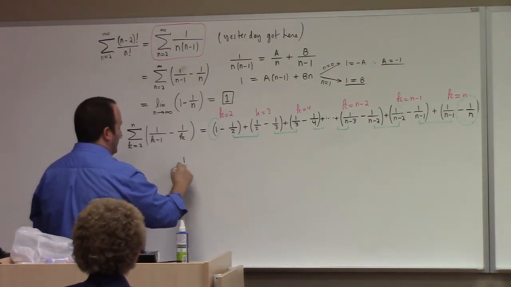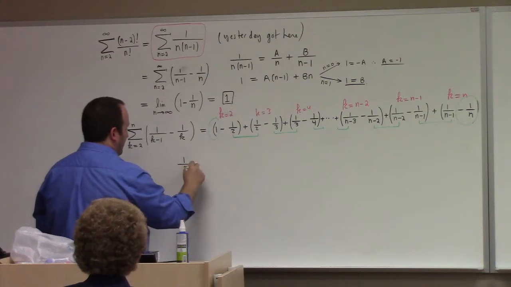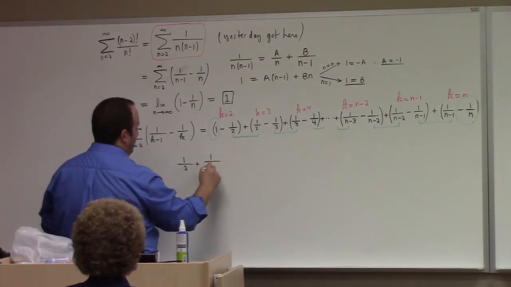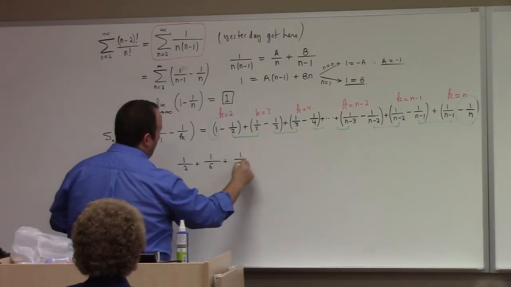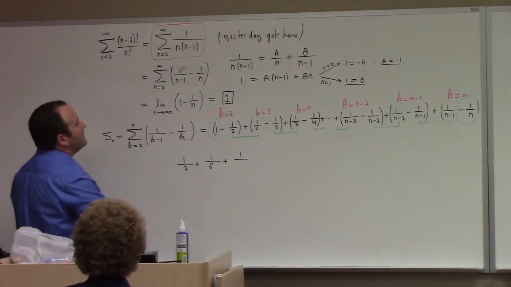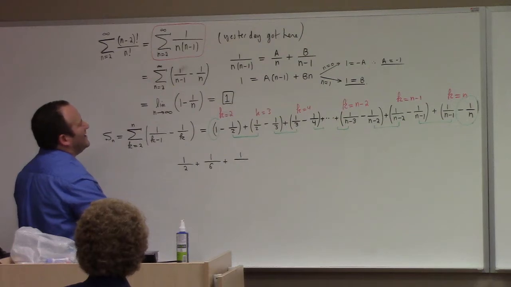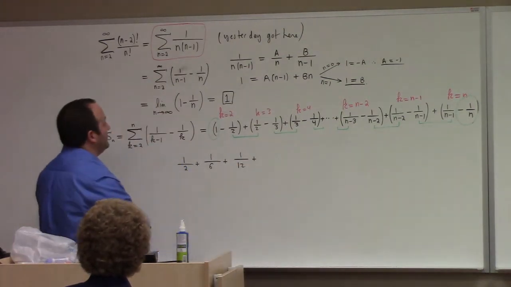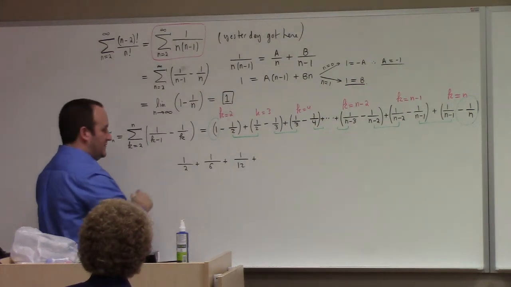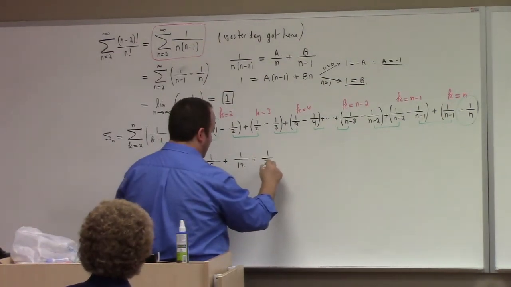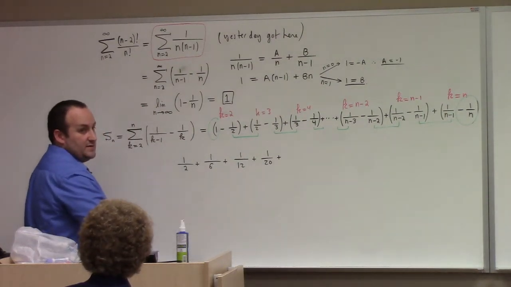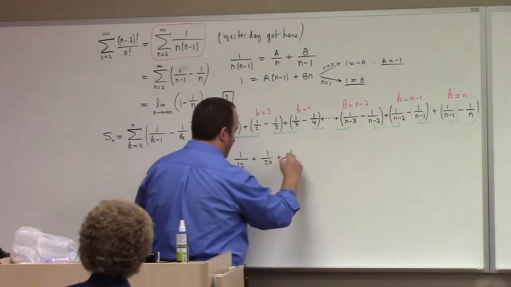So it's 1 over, what is that? That's 2 times 1, plus 1 over, what's n equals 3? It's 6, right? What's n equals 4? 4 times 3, right, which is 12. What's next? N equals 5, 20th. And then n equals 6 is 6 times 5, a 30th, right?